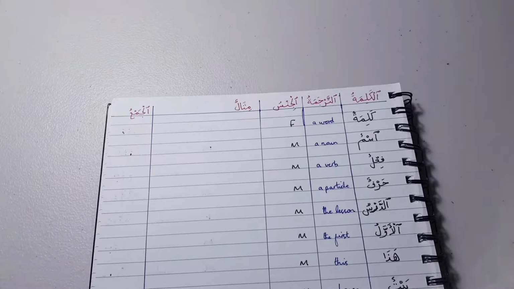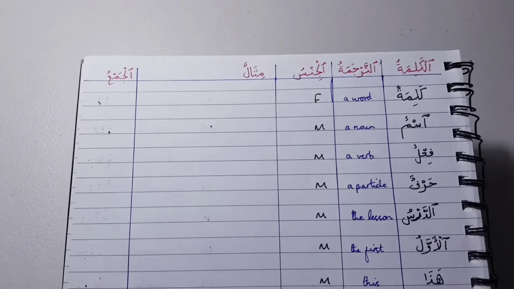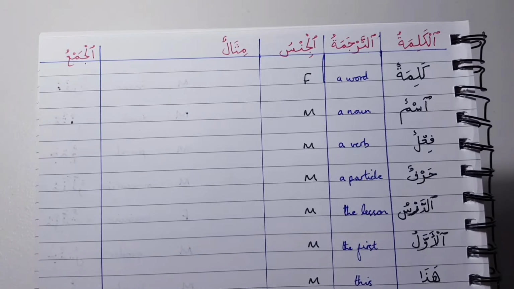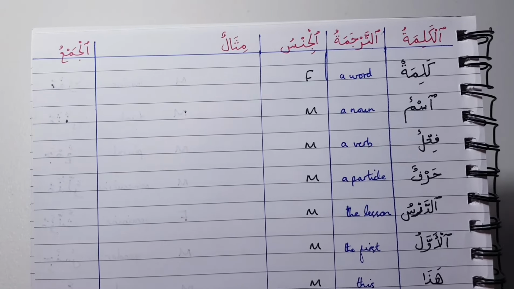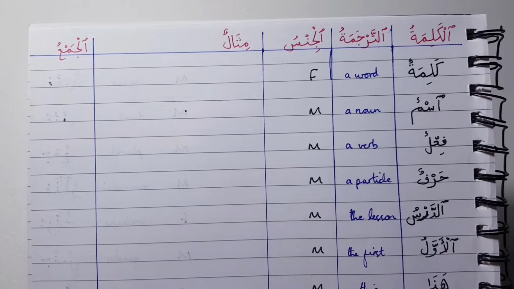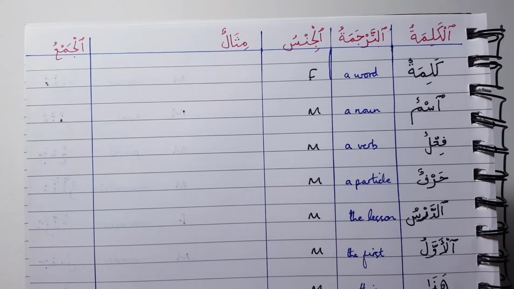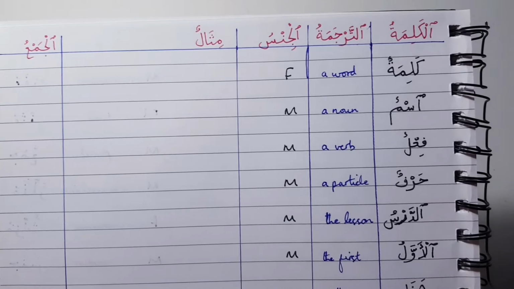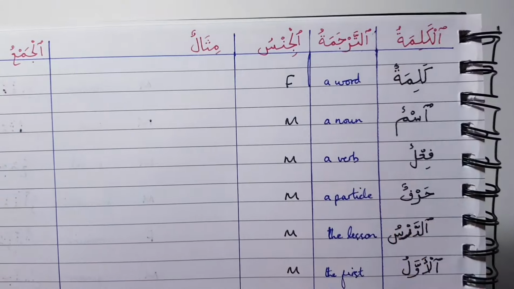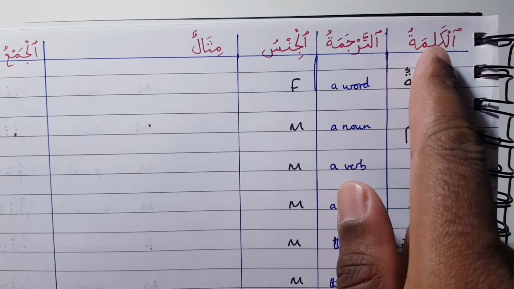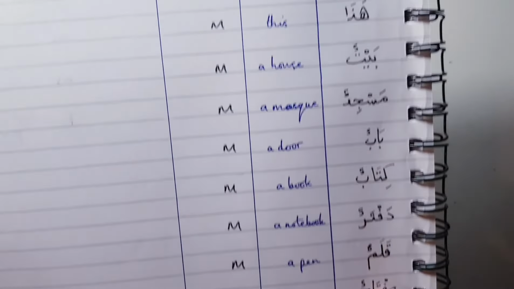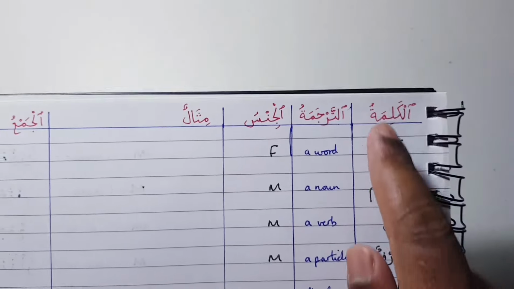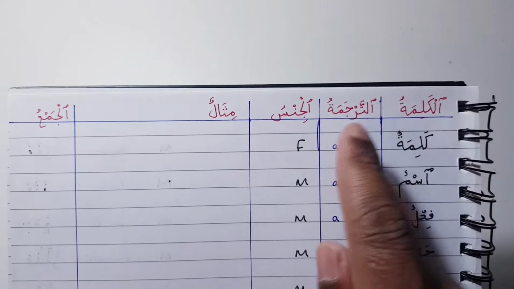Okay, this is what I need everyone to do. I need everyone to make space at the back of their notebooks for the new words that they learn during each lesson. So these are the new words that we took from last lesson. There's a section here for Al-Kalima. Al-Kalima means the word. What's the new word that you have taken? You list it down here. So I've written it down here. Al-Kalima is the new word.